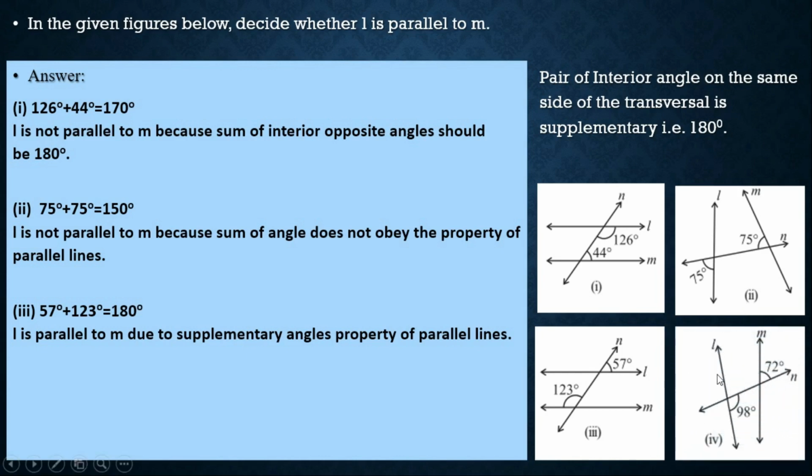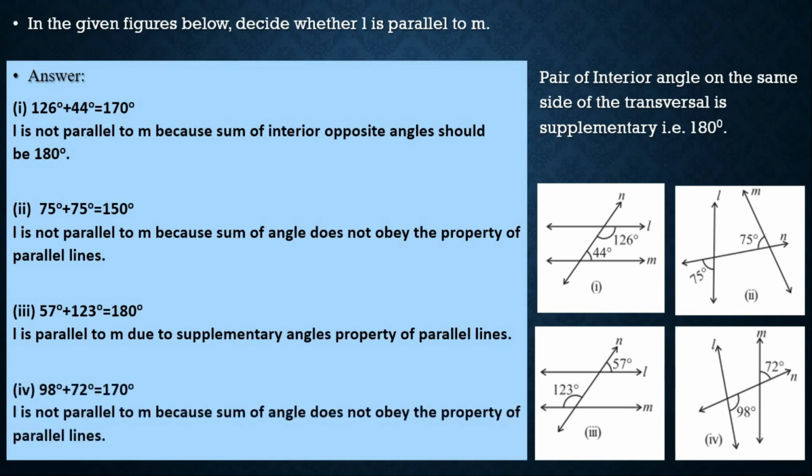Here is line L and line M, and line N is the transversal line. Now this angle is 72 degree. So what is the measure of this angle? Yes, 72 degree. Why? Because of vertically opposite angles. And then we will add these both the angles, that is 72 degree plus 98 degree. If the answer is 180 degree, then these two lines will be parallel. If the answer is not equal to 180 degree, then the lines are not parallel. So let us check the answer.